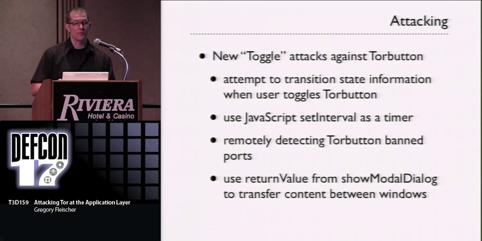Torbutton bans some ports. It adds them to the list of banned ports in Firefox. Use ports 9050, 9051, 8118, and 8123. Those, 8118 and 8123, are the HTTP proxy ports for Privoxy and Polipo.